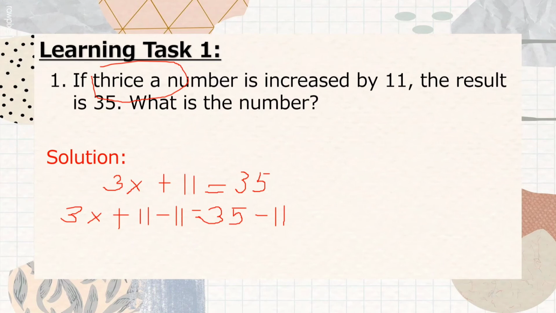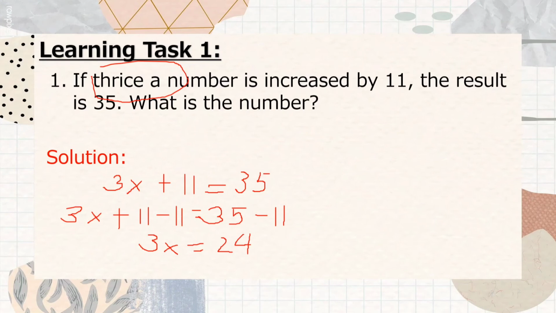So we're going now to subtract positive 11 minus 11. So therefore, that is 0. So what remains here is 3x. Okay, so we have 35 minus 11. So that is 24. Okay, so the next step is we're going to apply here the division property of equality.